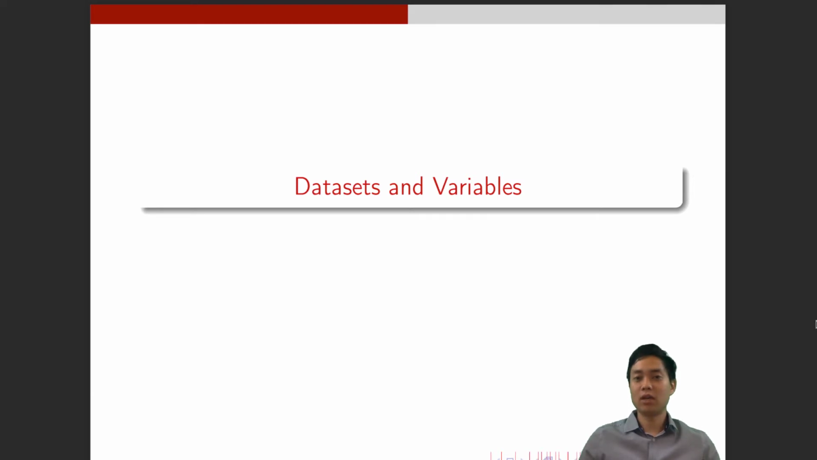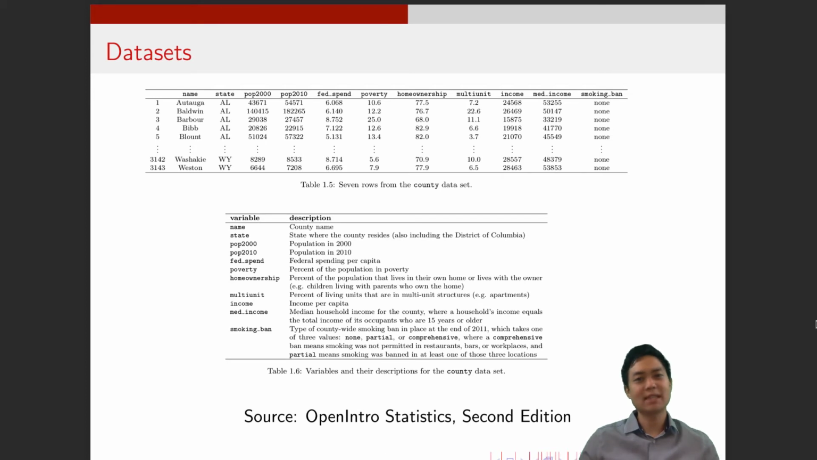In this video, I'll talk about datasets and variables, the forms that datasets can take, what variables are, and how we look at them. This is an example of what a dataset, a data table, might look like. Up on the top, you have variables going across the top, and then rows going from top to bottom. The table on the bottom shows a description of all of the different variables.